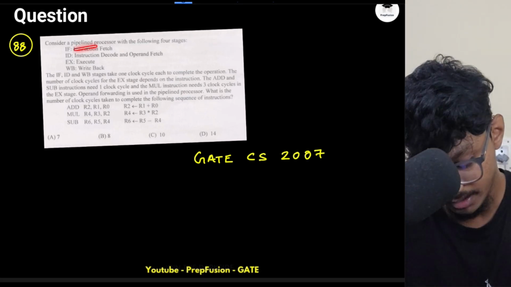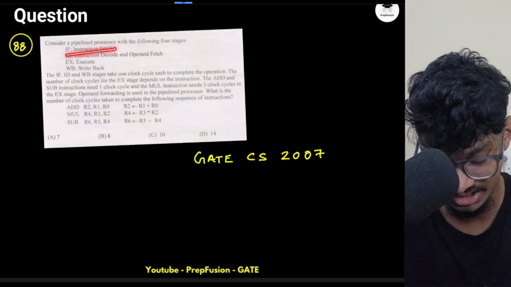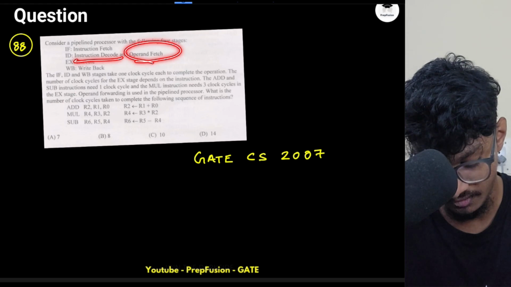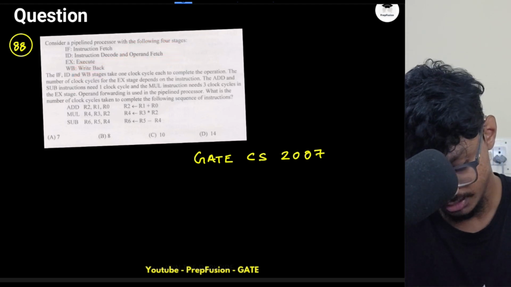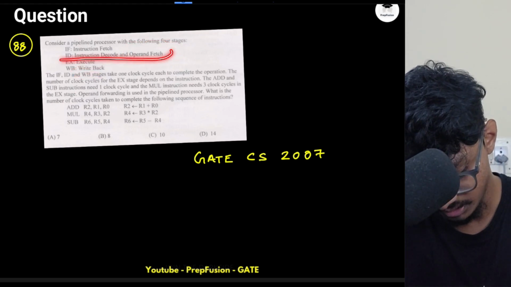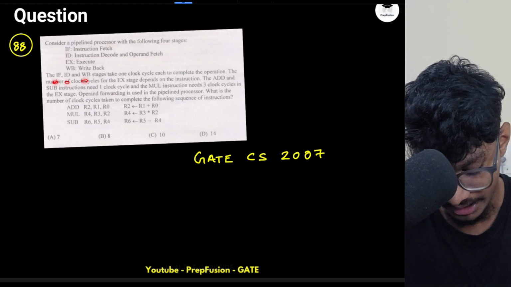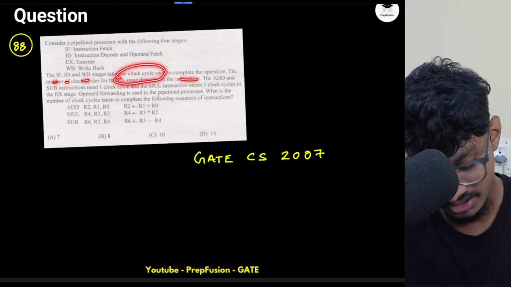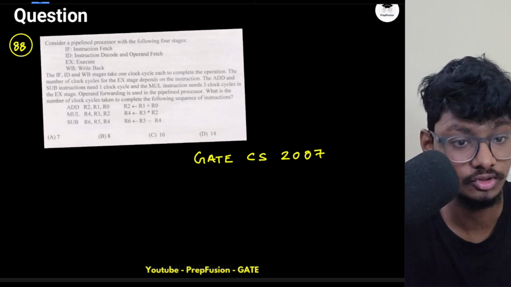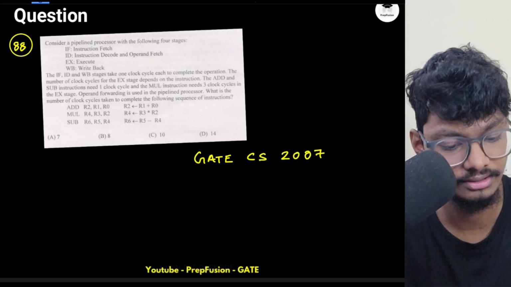So we have a pipeline processor with the following 4 stages: instruction fetch, instruction decode and operand fetch, execute, write back. So we have 4 stages, and in this only operand fetch happens. Okay, fine. The IF, ID, WB take 1 clock cycle each to complete the operation. So I will write the things down.